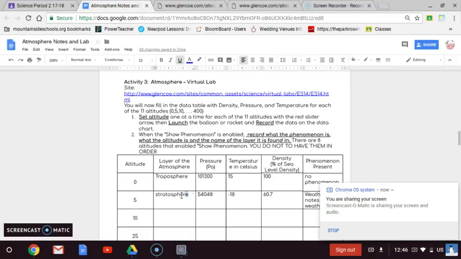So, the first thing that I want you to notice is that the first instruction says to find the red slider button. And the red slider button is going to be set to a specific altitude at a given time. Then you will hit launch and record your data. So I'm going to go back to Glencoe, and I'll notice that my first altitude is 0.